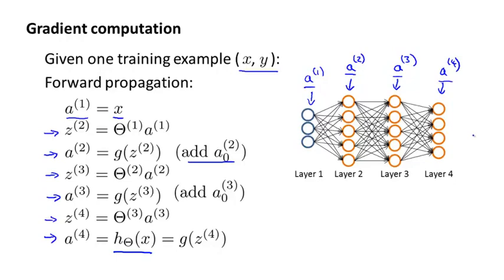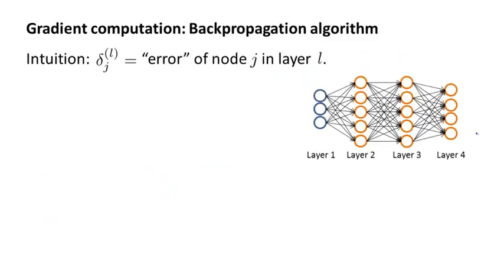Next, in order to compute the derivatives, we're going to use an algorithm called backpropagation. The intuition of the backpropagation algorithm is that for each node, we're going to compute the term delta superscript L subscript j that's going to somehow represent the error of node j in layer L. Recall that a superscript L subscript j is the activation of the jth unit in layer L. And so this delta term is in some sense going to capture our error in the activation of that node, or how we might wish the activation of that node was slightly different.